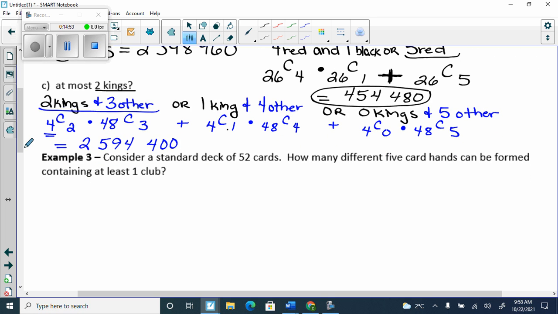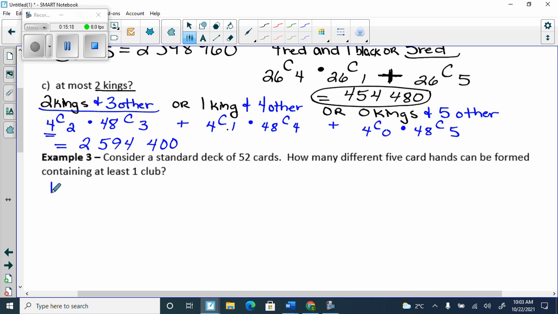Try this one out. Consider a standard deck of 52 cards. How many 5-card hands can be formed containing at least 1 club? At least one club means one club or more. Okay, so we're going to consider this one, and it has lots of cases, and I'm going to show you another way that you could do it with less cases, but some people hate that method, so I'm going to show you both.